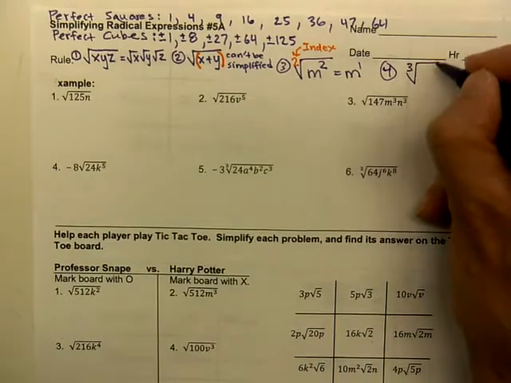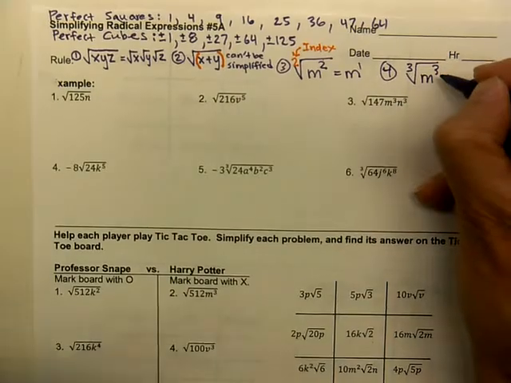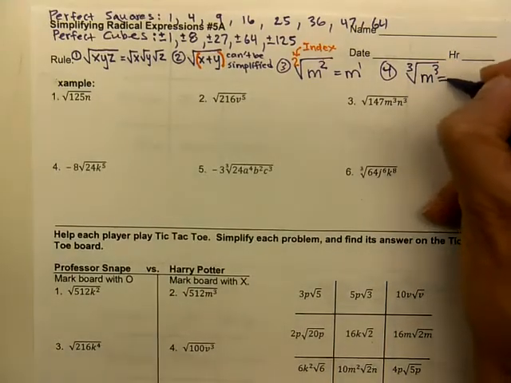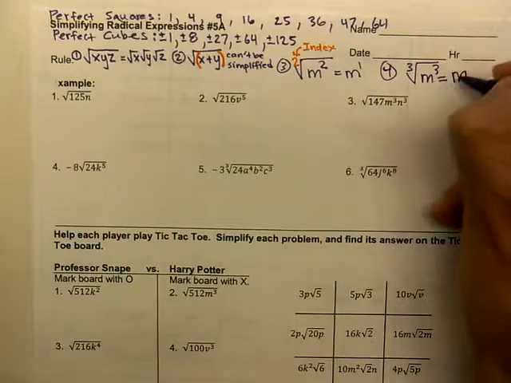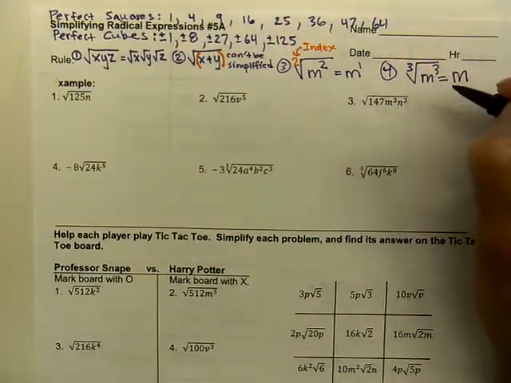That is also true with the cubed root. So if you have the cubed root of something cubed, as long as the index matches the power, it's as if they cancel out, leaving you with that information inside. All right, so those are the basic building blocks. Let's look at our examples here.